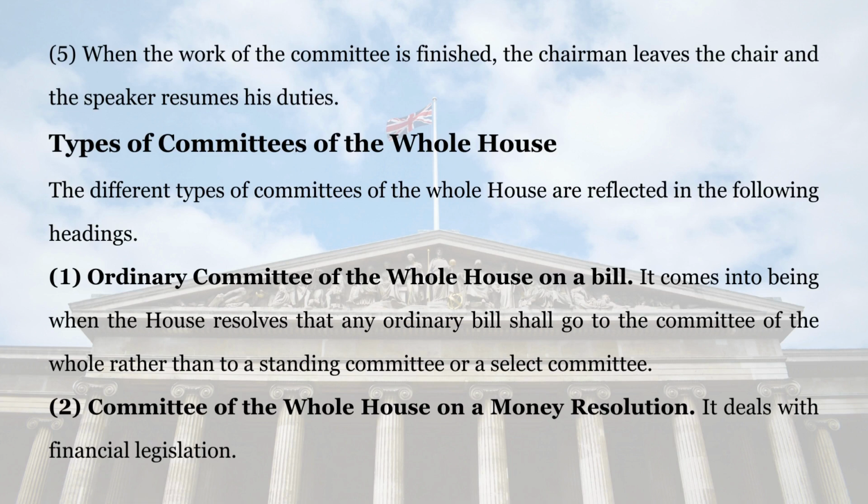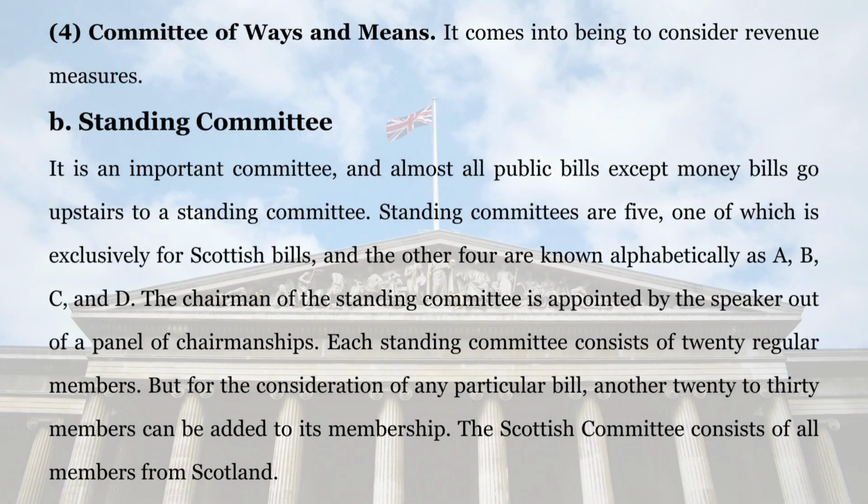Types of committees of the whole House. The different types of committees of the whole House are reflected in the following headings. 1. Ordinary Committee of the whole House on a bill. It comes into being when the House resolves that any ordinary bill shall go to the Committee of the Whole rather than to a standing committee or a select committee. 2. Committee of the whole House on a money resolution. It deals with financial legislation. 4. Committee of Ways and Means. It comes into being to consider revenue measures.